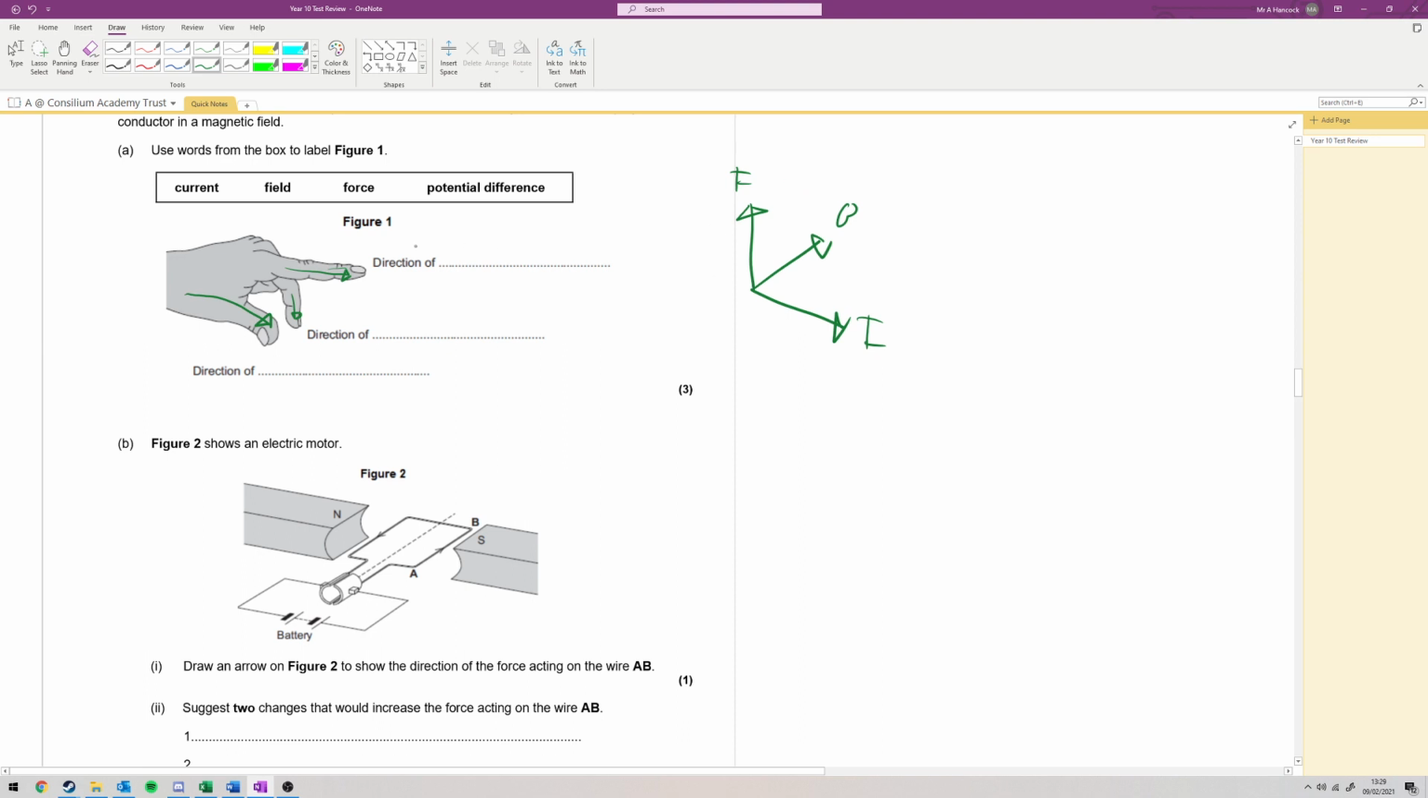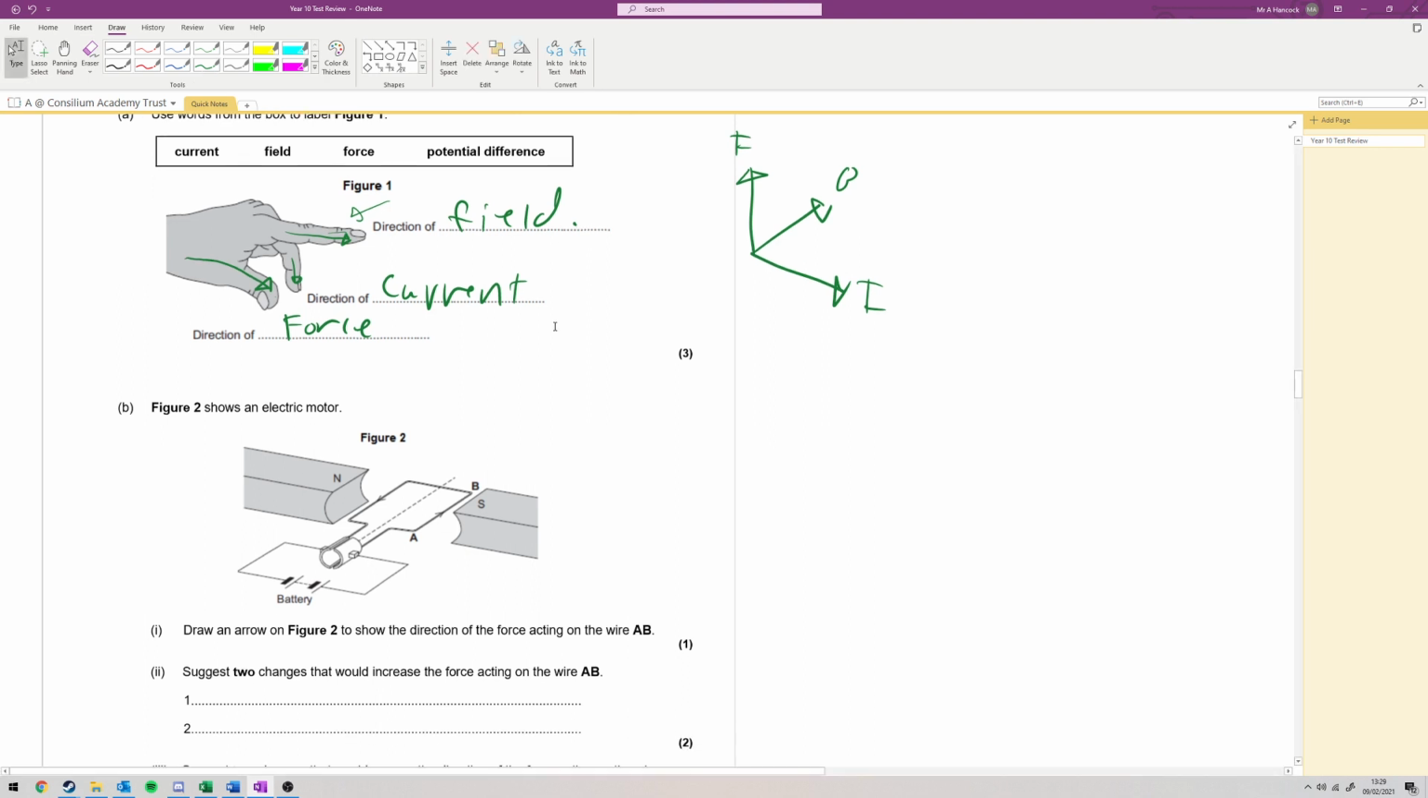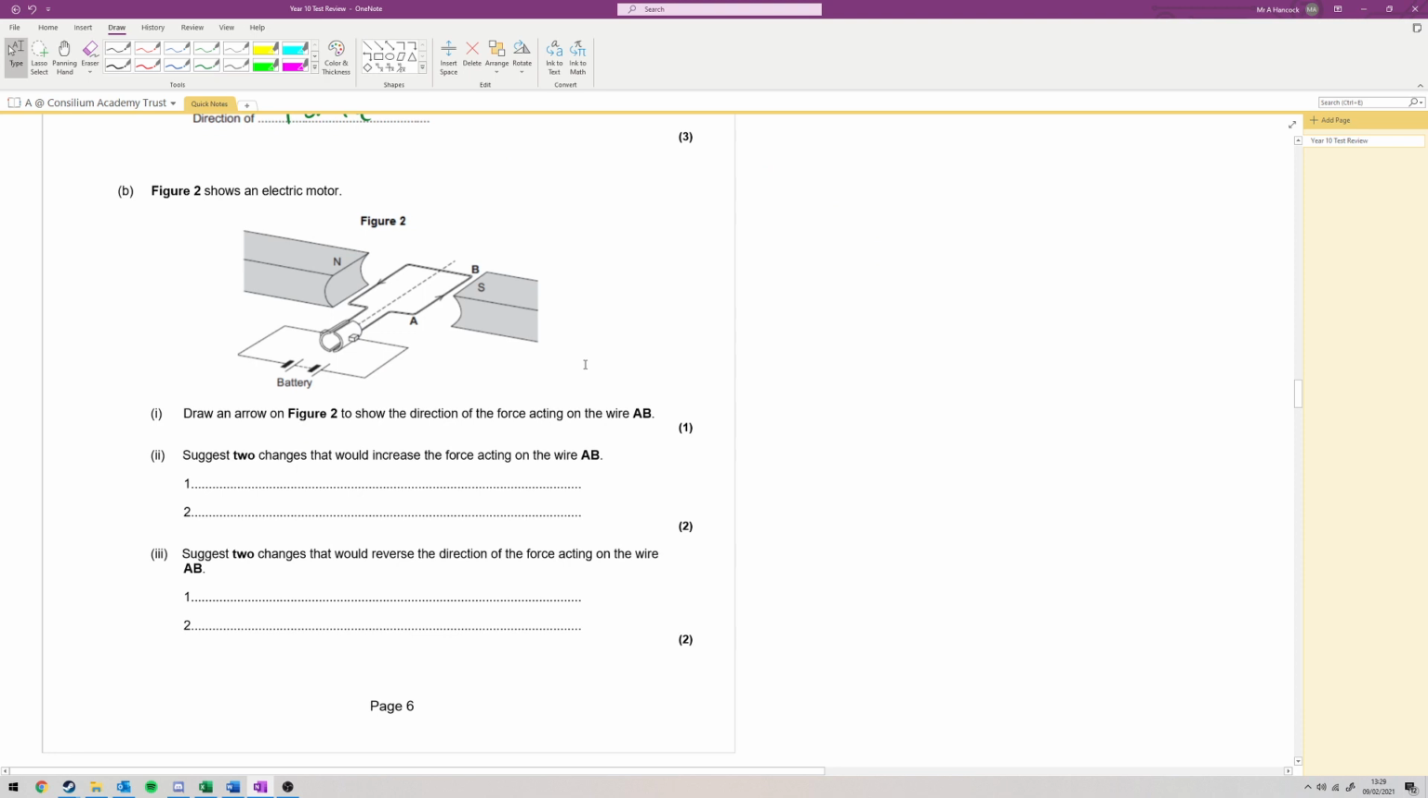Now, that diagram is not the same as this one. My current is the middle finger, my force is the thumb. So this is your force. My middle finger is the current, okay, and my first finger is the field. So it goes field, current, force, because they're holding their hand at 90 degrees, kind of sideways. So, draw an arrow on figure 2 to show the direction of the force acting on wire AB. If you said an arrow pointing vertically downwards, you got the mark.